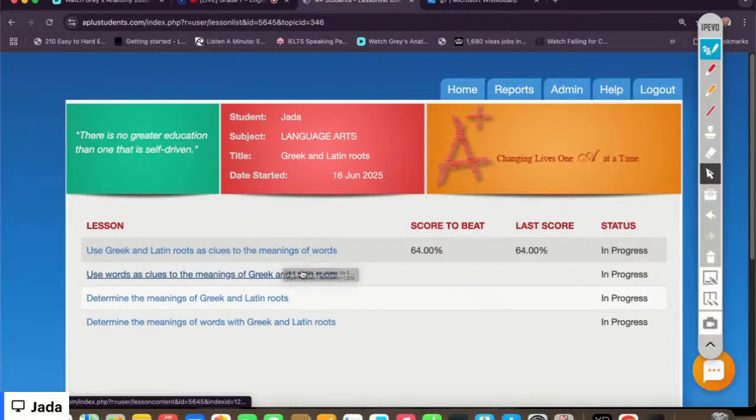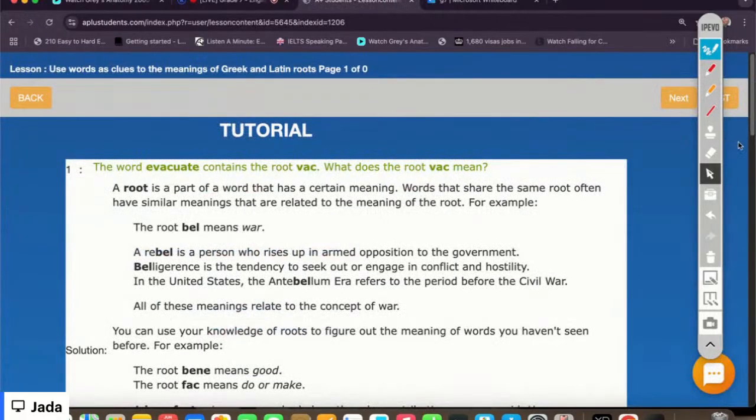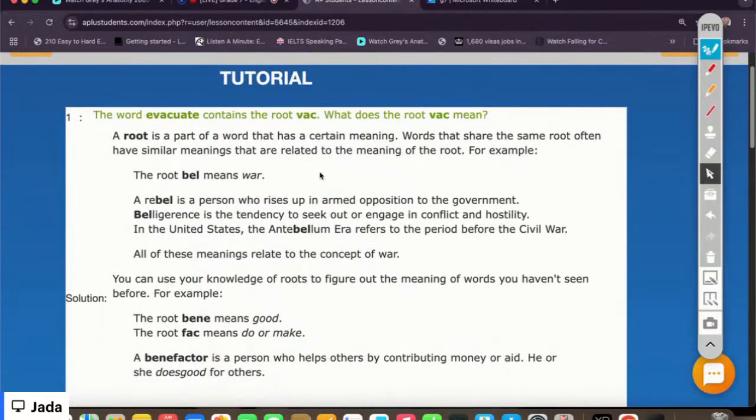So try to complete the first lesson if you haven't done it, okay? It says to use words as clues to the meaning of Greek and Latin roots. Now we already know what the roots mean. They are part of a word that has a certain meaning. Words that share the same root often have similar meanings that are related to the meaning of the root.